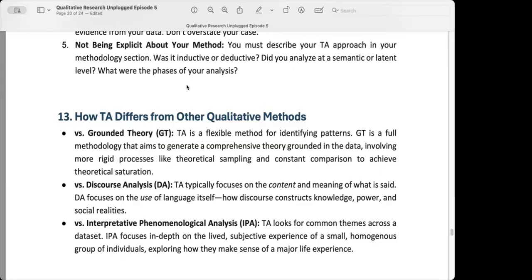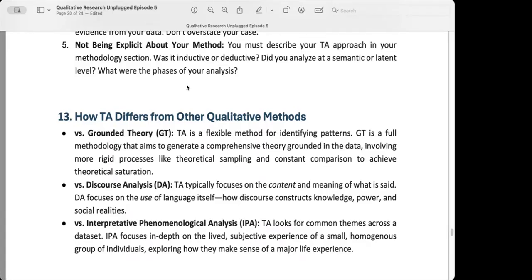Next, versus discourse analysis, DA. Thematic analysis typically focuses on the content and meaning of what is said or written: what are people talking about, what experiences are they describing, and what does it signify? It generally asks, what themes are present in this text regarding the topic? Discourse analysis, on the other hand, focuses explicitly on the use of language itself, how language and discourse actively construct knowledge, shape power dynamics, enact social realities, and constitute identities. DA examines not just what is said, but how it is said, the linguistic strategies, rhetorical devices, etc., and what social or political function that specific use of language serves in a particular context.